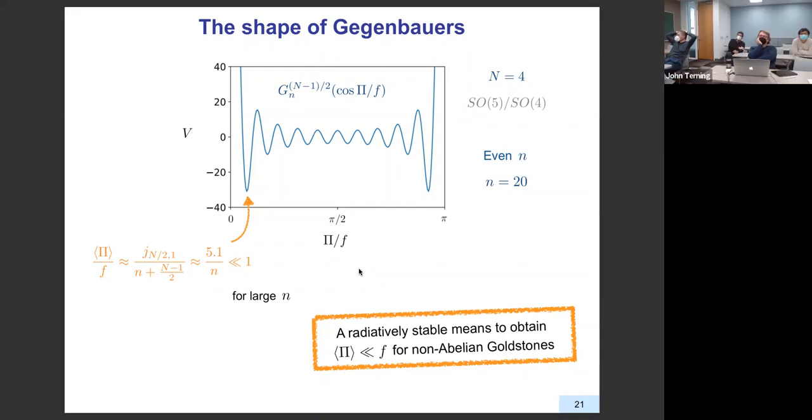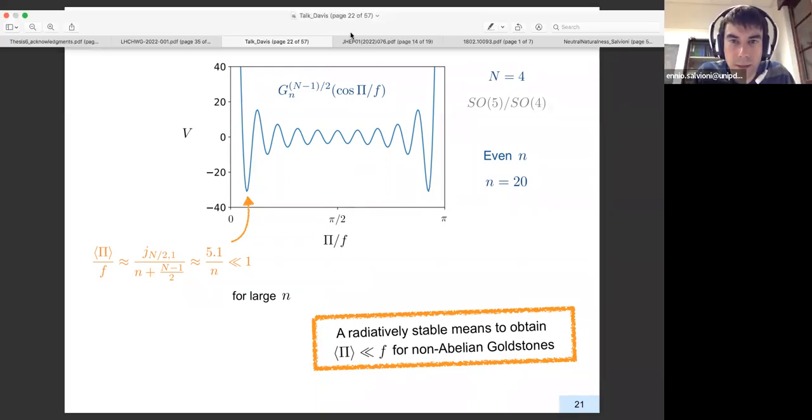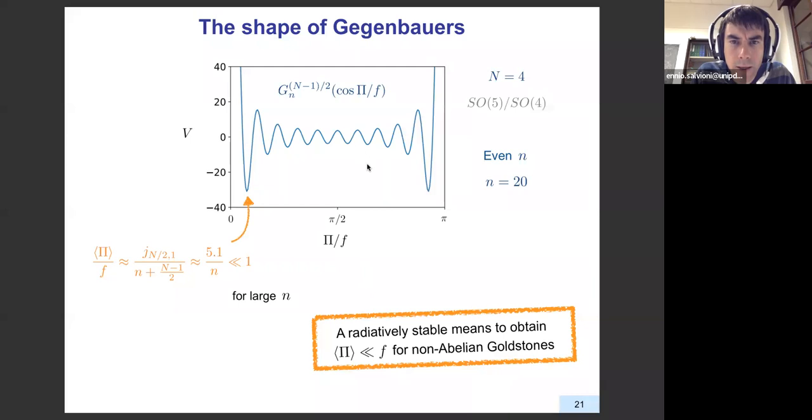There's a chat from Manya. I'll read it. Associated Legendre functions require extra integration constants. The second solution to the ordinary Legendre equation is singular at both ends of the interval and not normalizable. The same is true for Gegenbauer. Okay.